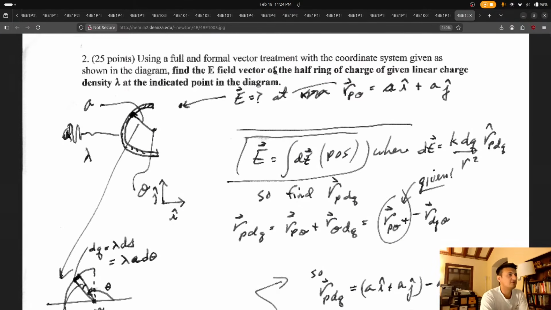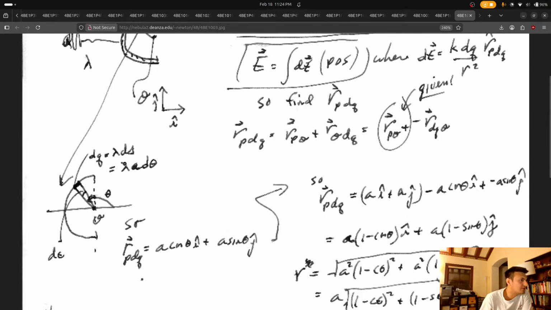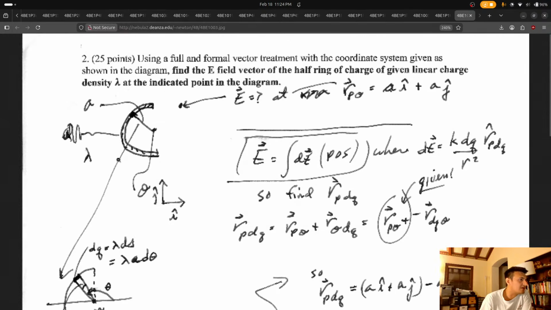Use a full informal vector treatment of the coordinate system given. Find the E field vector of the half ring of charge of a given linear charge density lambda at the indicated point in the diagram. Is this the point? What is this line?